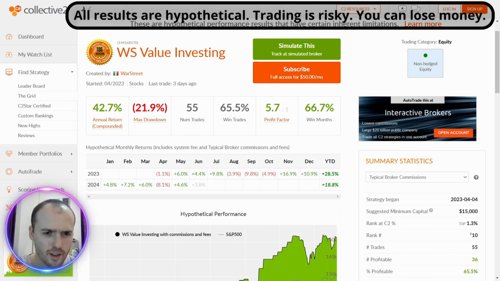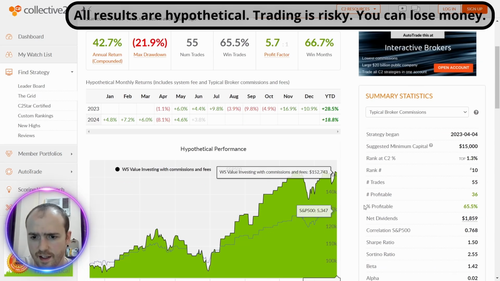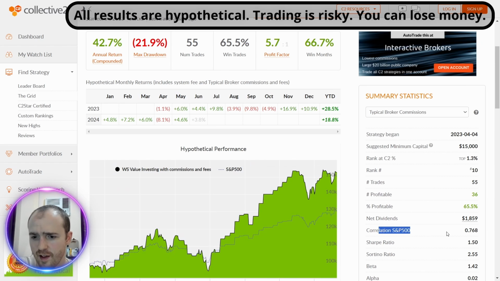The next one on our list is WS Value Investing, and this one's only $50 a month. It looks like this one is still in the top 10. Let's see what this strategy trades. It looks like it trades stocks. And you can also see that in the correlation to the S&P 500, which is pretty high.